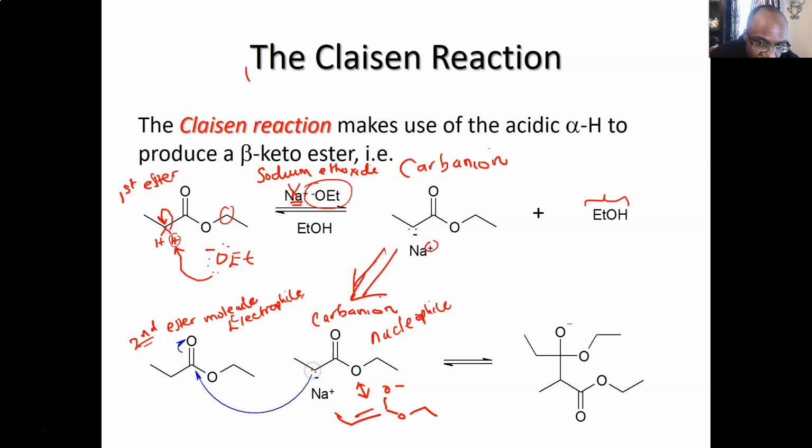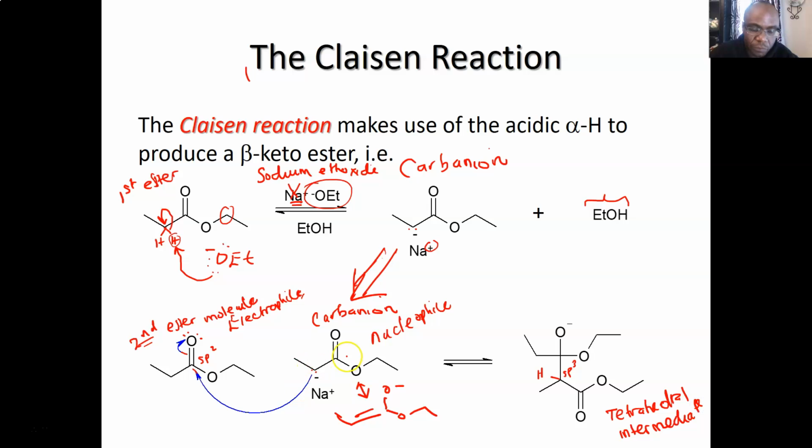So you use the lone pair of the alpha carbon of the carbanion to attack the carbonyl of the second ester molecule. When you attack it, the pi bond always gives way, but now you know this is how it happens. This carbon is sp2. You end up with an sp3 carbon. Okay, and that is a tetrahedral intermediate.